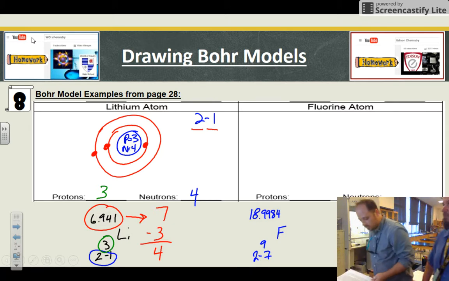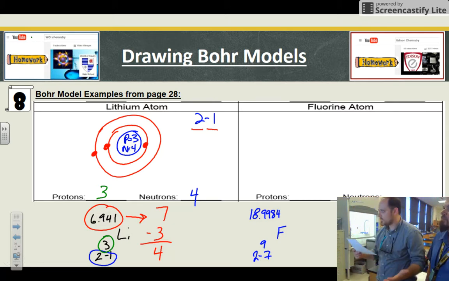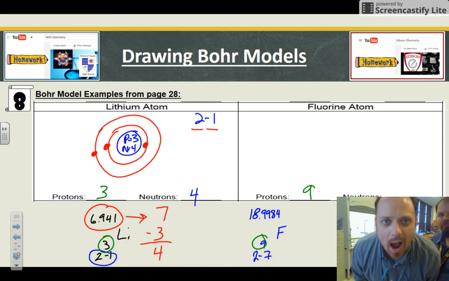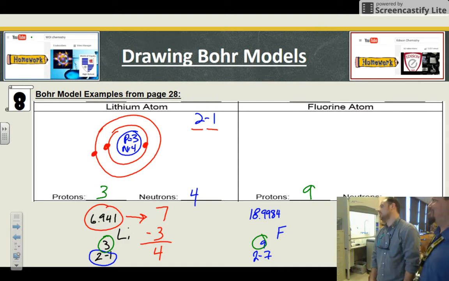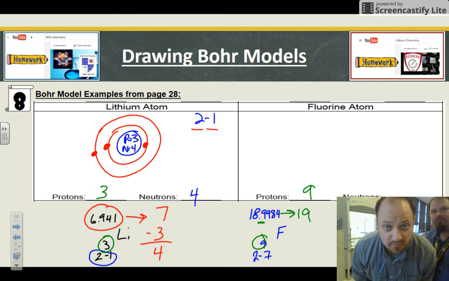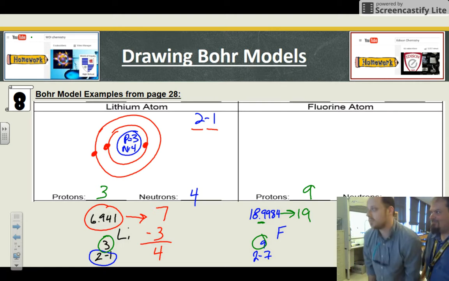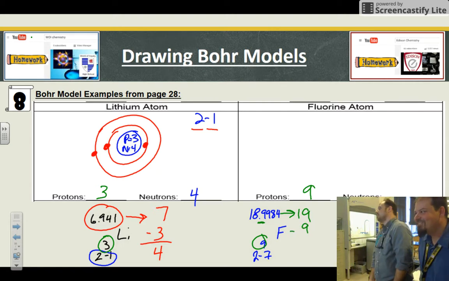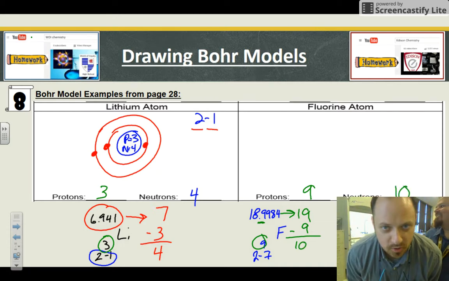Sure. So first, let's figure out what information we have here. We've got the protons, 9 protons. Easiest thing to figure out. I see a 9 over here, so we're going to move this 18 to a 19, rounding the atomic mass so we can figure out the neutrons. All the protons taken out, there are 10 neutrons.